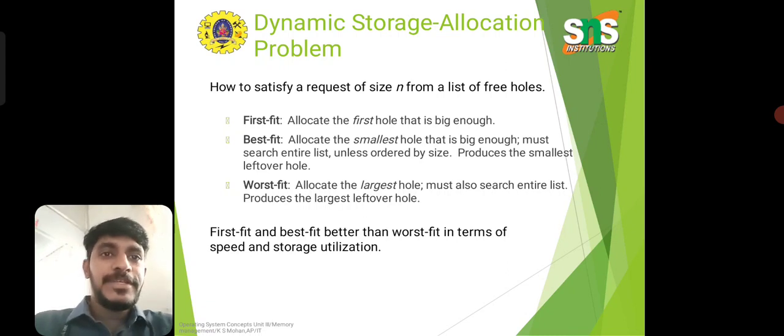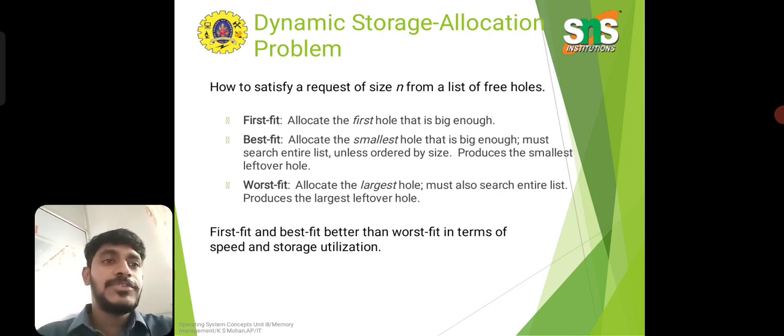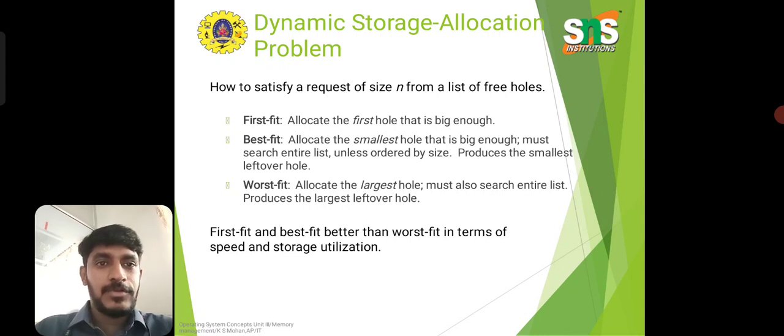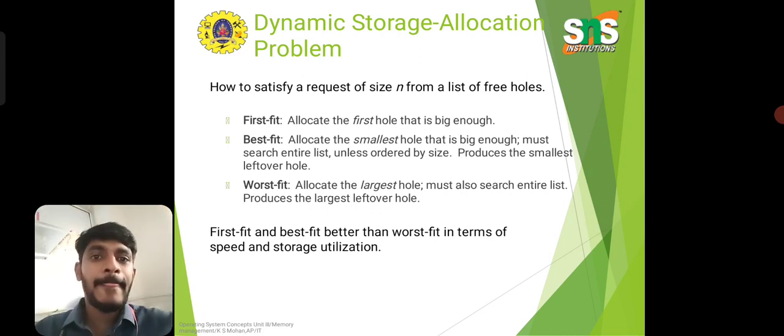We have three strategies: first fit, best fit and worst fit. First fit allocates the first hole that is big enough. Best fit allocates the smallest hole that is big enough; it must search the entire list unless ordered by size, and it produces the smallest leftover hole. Worst fit allocates the largest hole; it must also search the entire list and produces the largest leftover hole. First fit and best fit are better than worst fit in terms of speed and storage utilization.